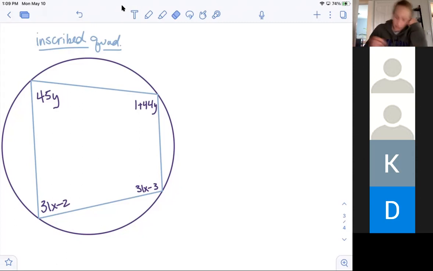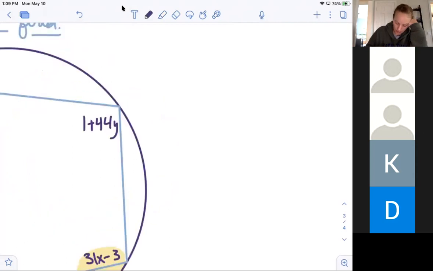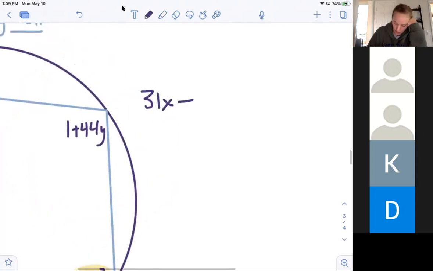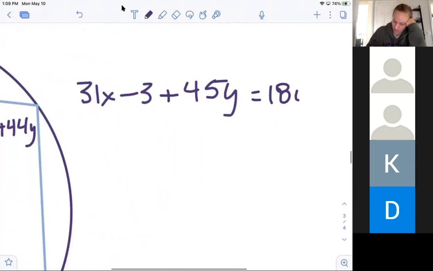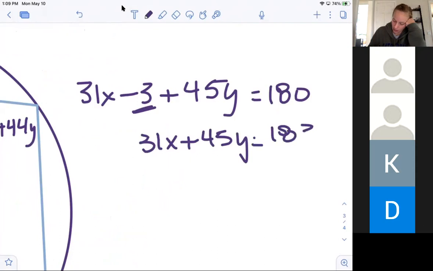Okay, if you didn't know where to start, I'm going to write my equations now. Again, you can't just write your x's and y's together because you want to. We have to write what actually goes together. So I've got 31x minus 3 plus 45y equals 180. Let's move the 3 over. I got 31x plus 45y equals 183.